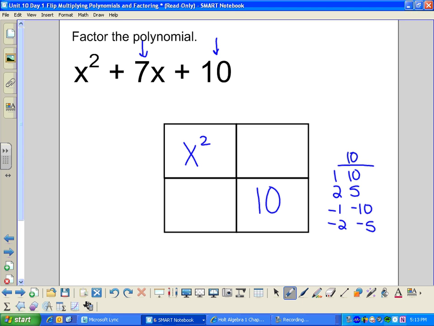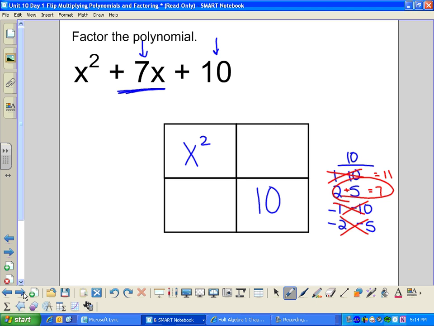All right. So they need to add to give me a positive 7. So I know it's not going to be these, because that's going to give me negative 11, and that's going to give me negative 7. So if I add these together, I get 11. Yeah, that's no dice. If I add these together, I get 7. Yay, that's what I'm looking for. That tells me that the last terms of those binomials are going to be 2 and 5.